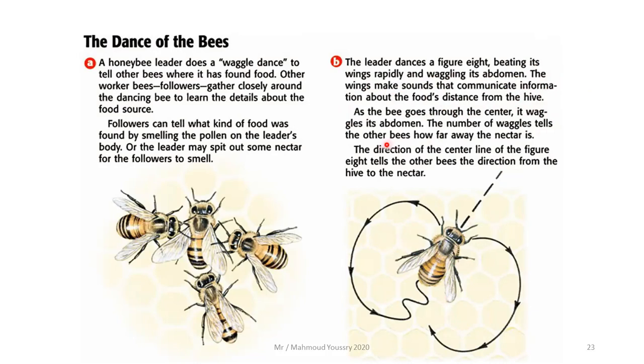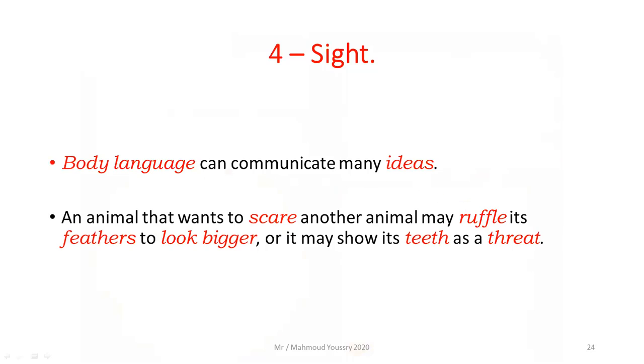The number of waggles tells the other bees how far away the nectar is. Then the direction the leader points its body, the direction of the center line of the figure eight, tells the other bees the direction from the hive to the nectar, or the source of food.